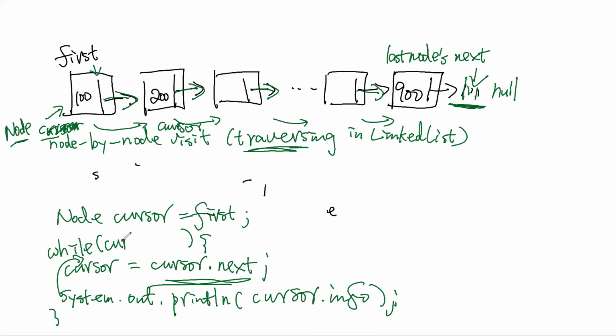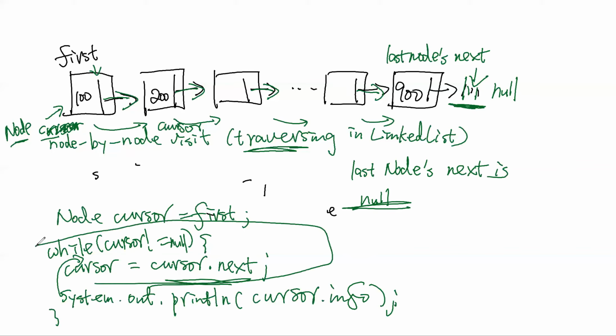Okay, so if your cursor is not a null reference, then you can always keep it going. Is it? So the last node's next is null. Remember, all of the other nodes' next is not null. So if we use this kind of loop, that's called traversing.